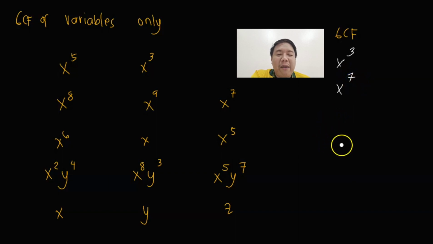How about the third example? The answer here will be x only. The fourth example is, sir, may x and y na po yan. O ang tanong, lahat po ba may x?